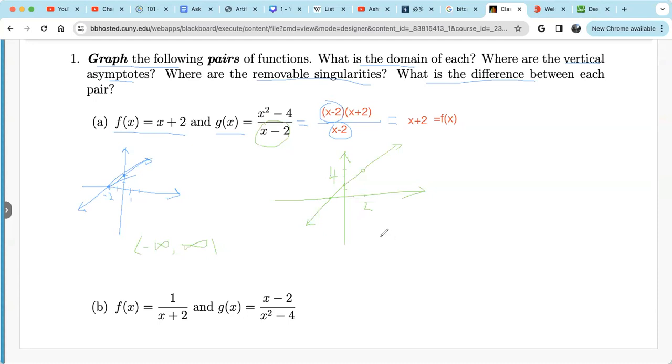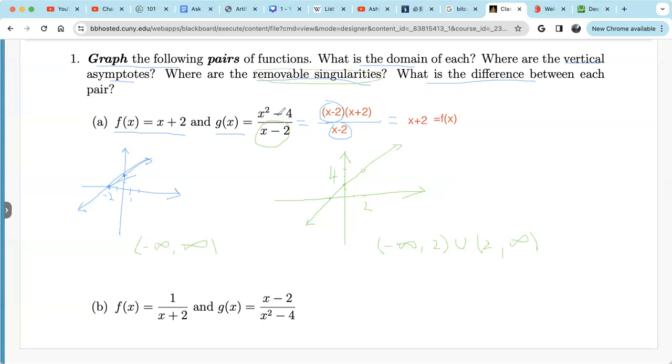But the domain of g is a little bit different. It's from -infinity up to 2, right? The union starting from 2, but not including 2, up to +infinity. So their domains are different. The first one is all real numbers, but the second one, all real numbers but 2. So that's why we have an open circle here, right? Open circle here. So we call this point at 2, 4 a removable singularity, right?